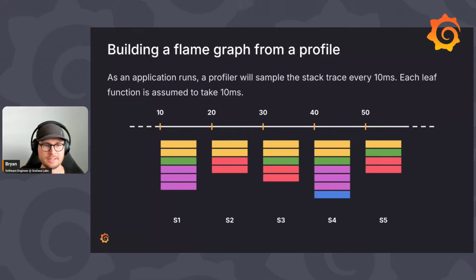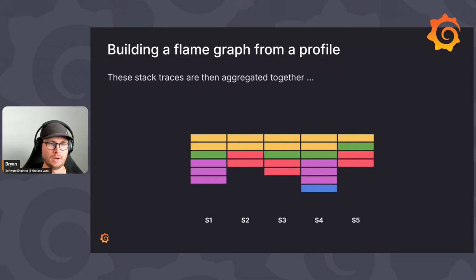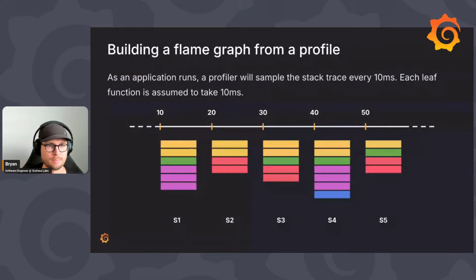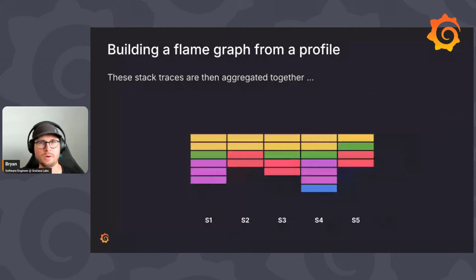Like I said, we have stack traces S1 through S5 that we've collected over 50 milliseconds. And I want to touch on that. These bars represent functions in the stack trace. So this first bar might be one function, and then that function calls another function, and so on and so forth. And we finally get to this final function, which hasn't called additional functions. When we're building this flame graph, we'll take all of those stack traces and aggregate them together into one big bundle. And we call this a profile.